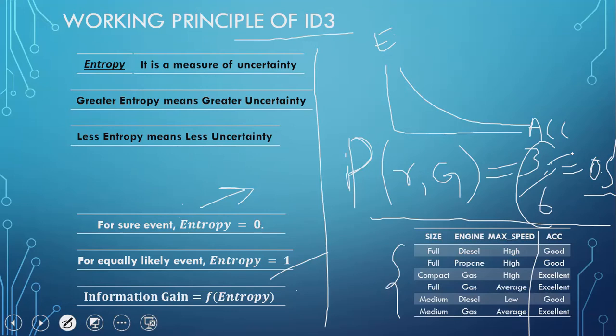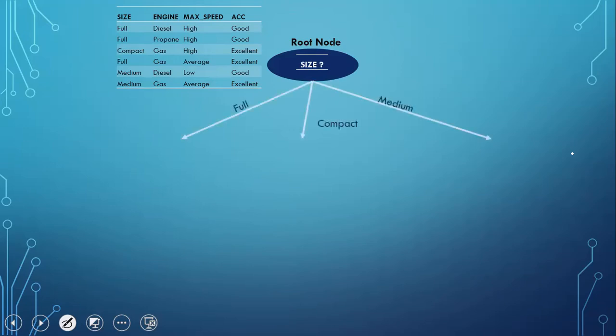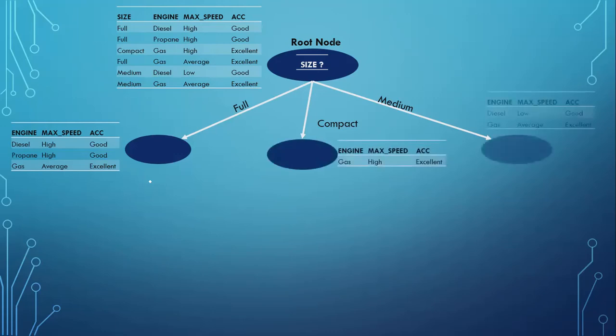This principle is applied by the ID3 algorithm. It starts with the data set at the root node of the decision tree. At the root node, it decides upon the feature on which it is going to divide the whole data set. For the sake of understanding, let's say that it has chosen the size. Depending on size, it will divide this data set, or table, into subsets. All those records whose size is equal to full, we get these kinds of records. And similar is the case with compact and medium.